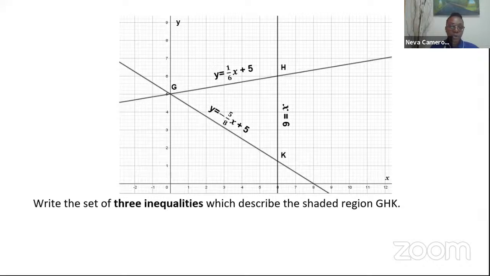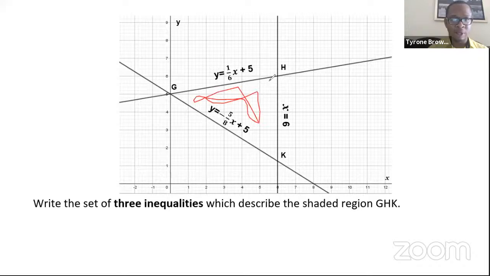Given that we have labeled all 3 lines, what I want you now to do is to write 3 inequalities that can describe the shaded region. We're about to put in the shaded region. Let me annotate a little. Let me just shade it in. We're talking about this region within the triangle, this region.